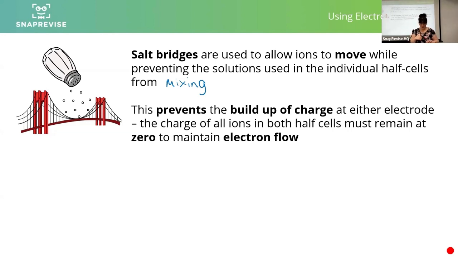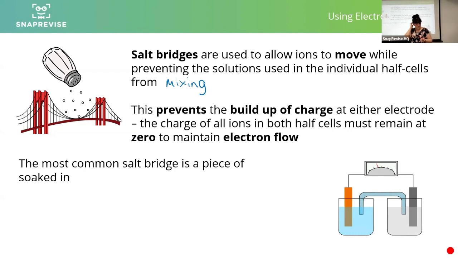There we go. The most common salt bridge is a piece of what soaked in what? And by common salt bridge, we mean, in simple laboratories, the most common salt bridge is a piece of filter paper. So this is what you would be using, or what you would be describing you would use. A piece of filter paper soaked in what solution and why? It should be soaked in potassium nitrate.